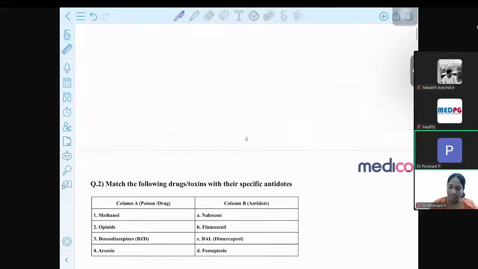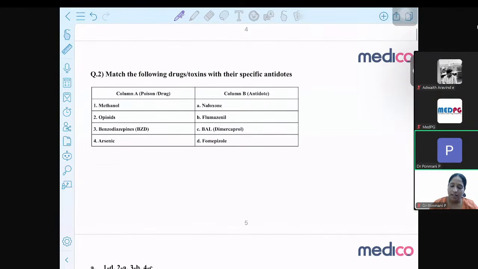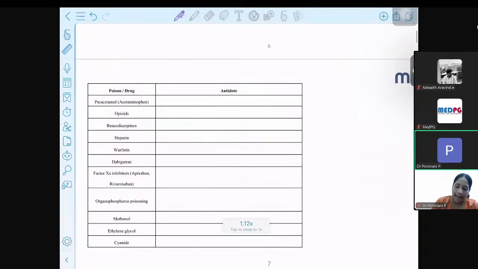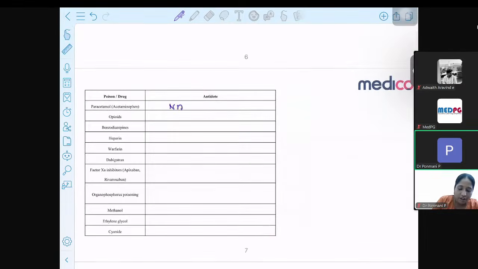Now moving into the second question. Match the following drugs and toxins with their specific antidotes. Before knowing this, we will have a look at the list of antidotes which we are going to learn. What is the antidote of paracetamol? The antidote of paracetamol is N-acetylcysteine. And if you're going to give anything orally, then it can be methionine. For opioids, it is naloxone. For benzodiazepines, it is flumazenil. For heparin, it is protamine sulfate.